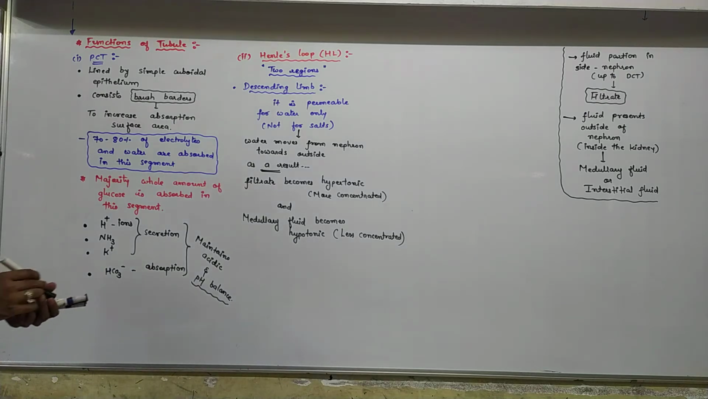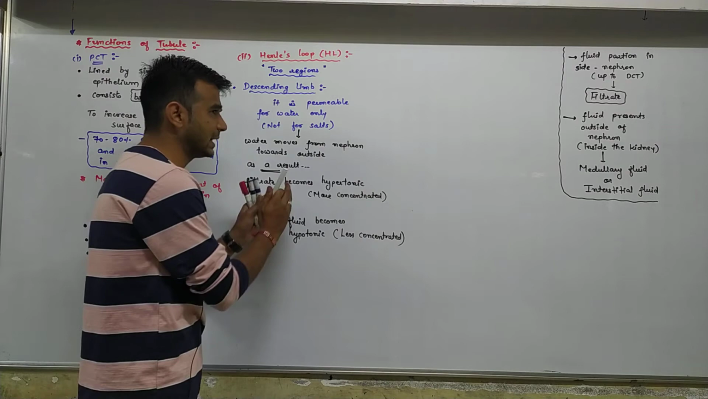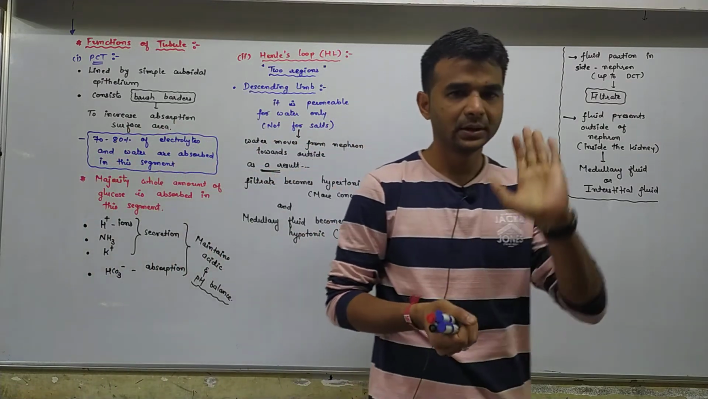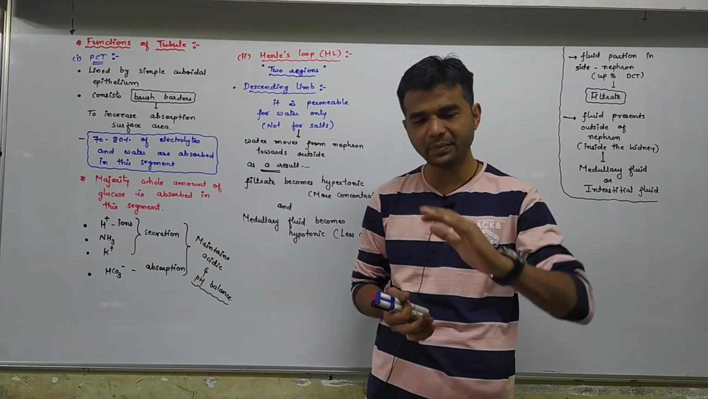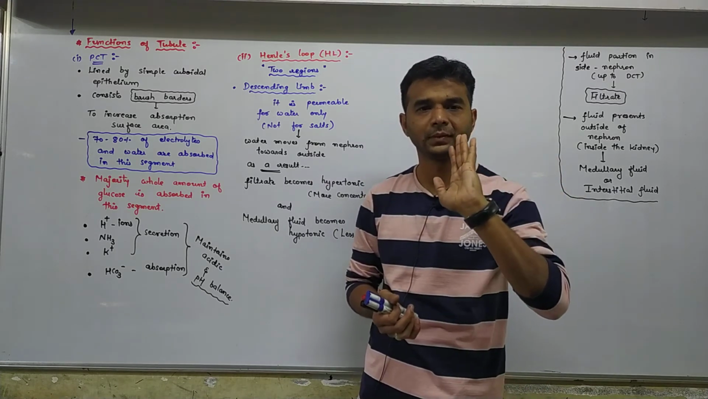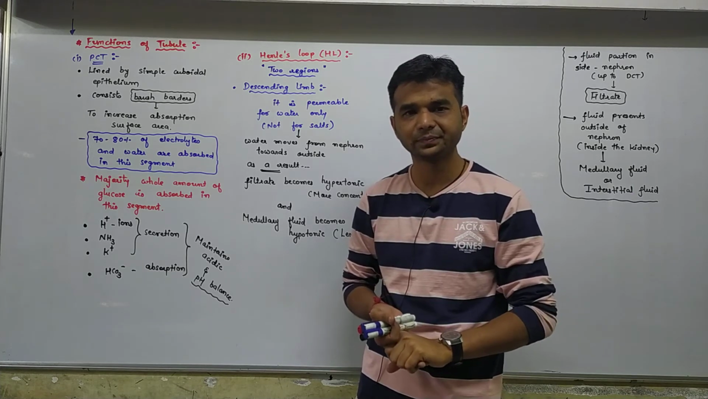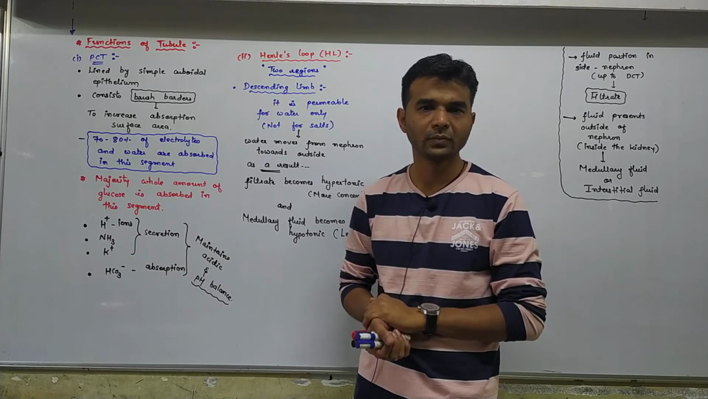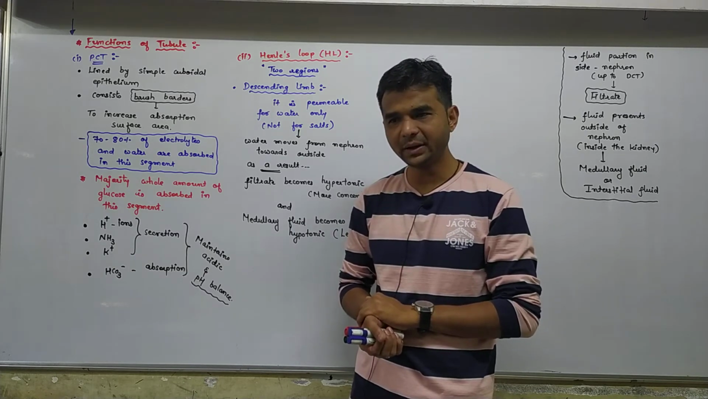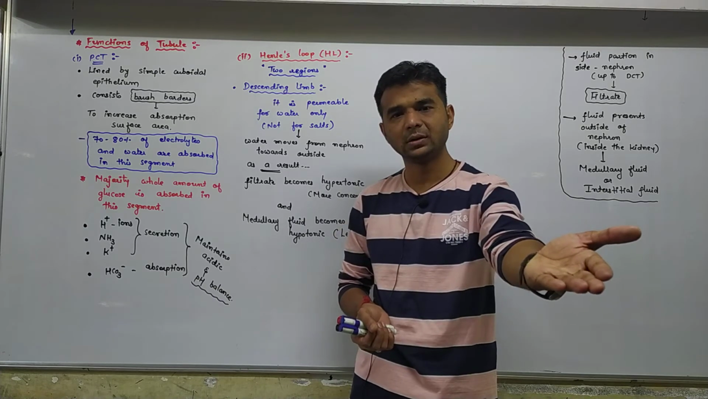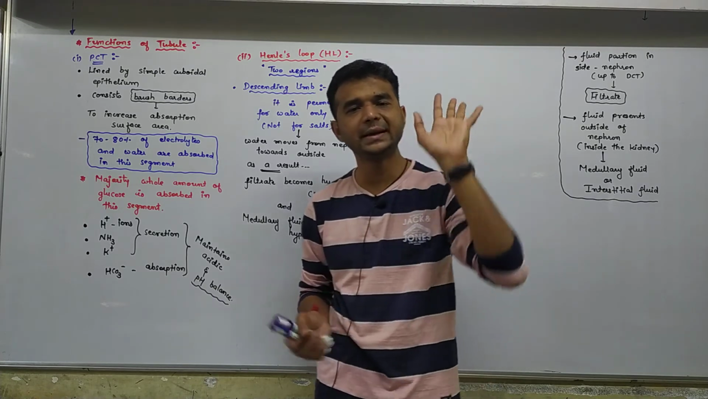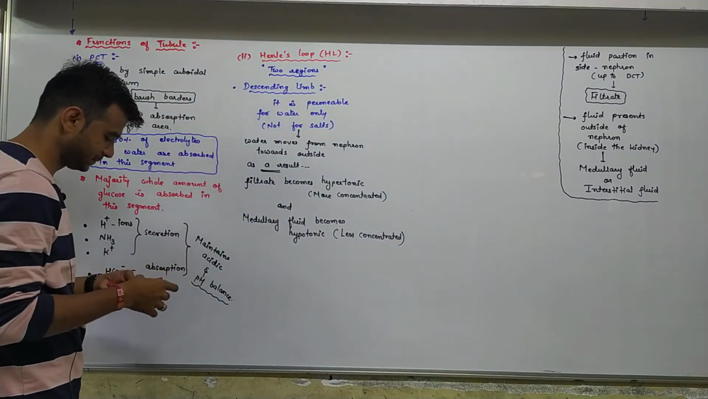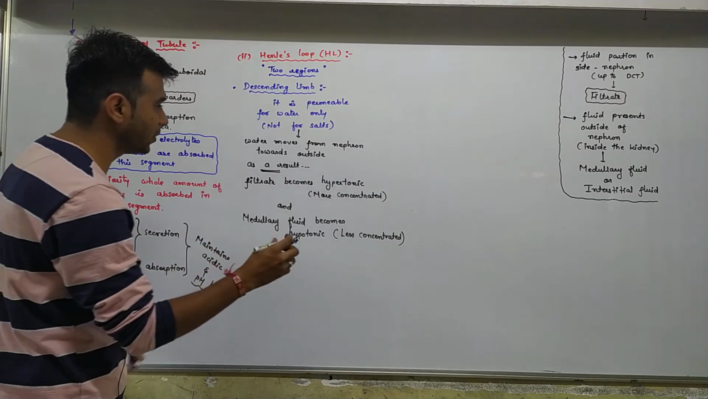So for this you only remember that the descending limb of loop of Henle is permeable to water. It allows water to pass but not salts. Here water moves out, so filtrate concentration increases, not more than that. Fine. Now the second portion, the ascending limb of loop of Henle.